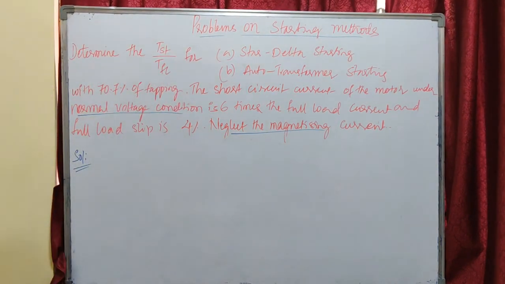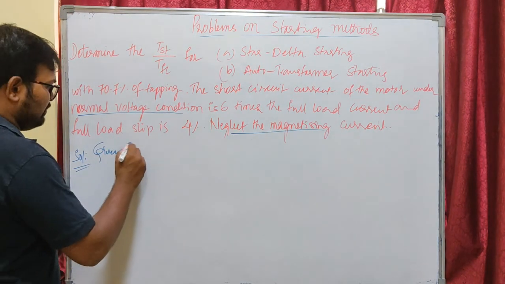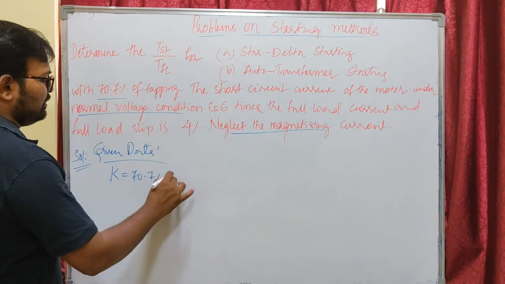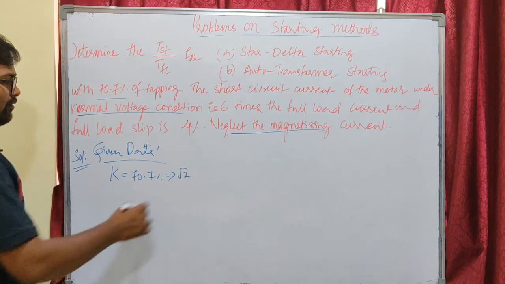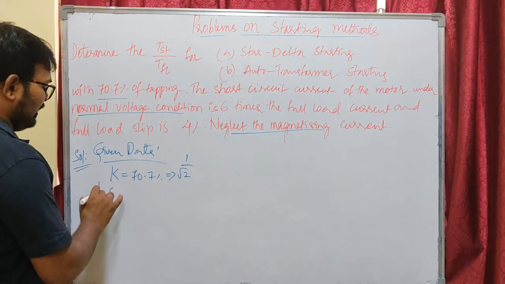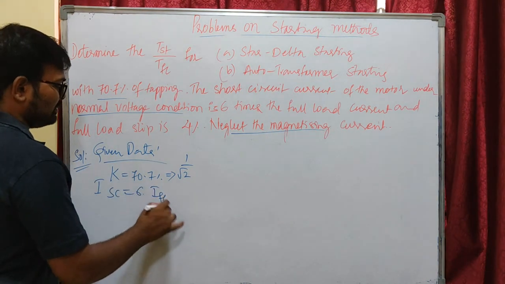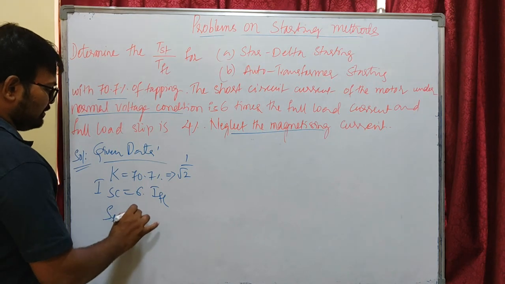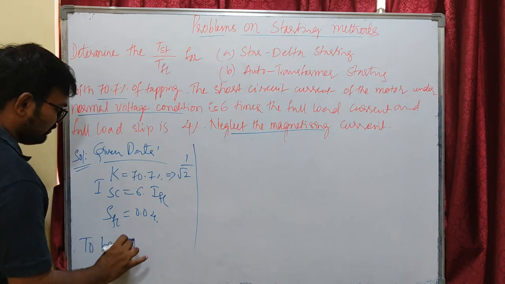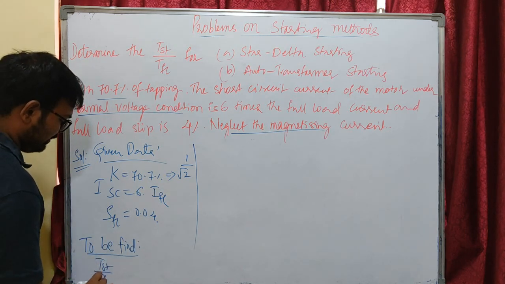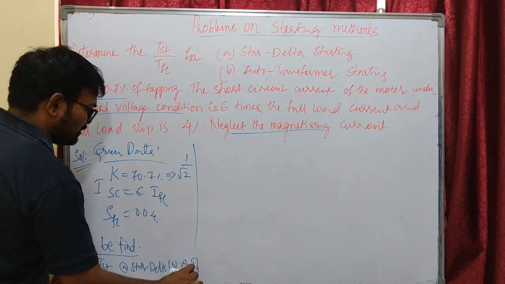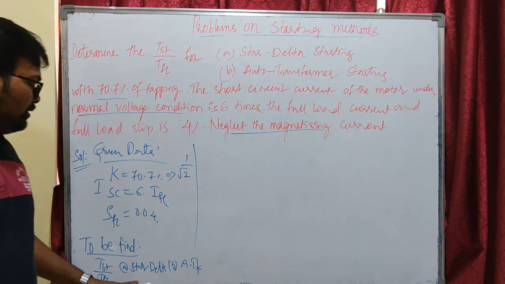Okay, now let us see the given data first. Given data is percentage tapping, which is nothing but 70.7%, that is 1 by root 2. This is percentage tapping. The short circuit current of the motor under normal condition ISC equal to 6 times my IFL. This is another given data, and slip at full load condition is 0.04. Then what is to be found? We have to find out our TST by TFL ratio at star delta starting, and another is auto transformer starting. We have to find out the TST by TFL ratio for 2 types of starting methods here.